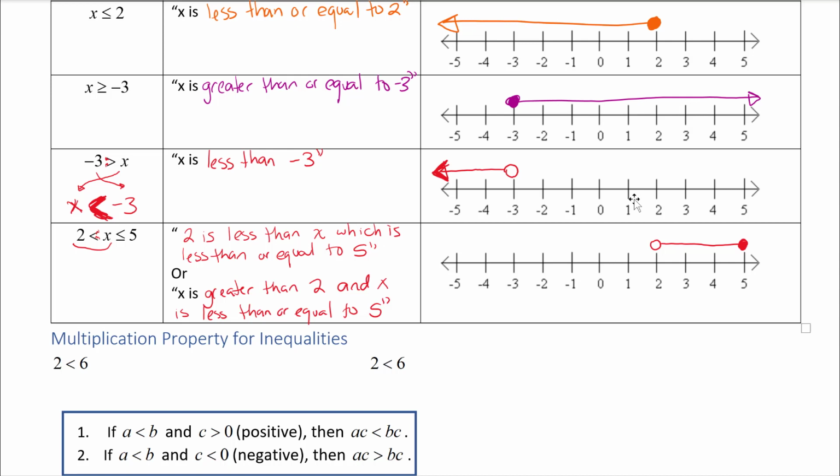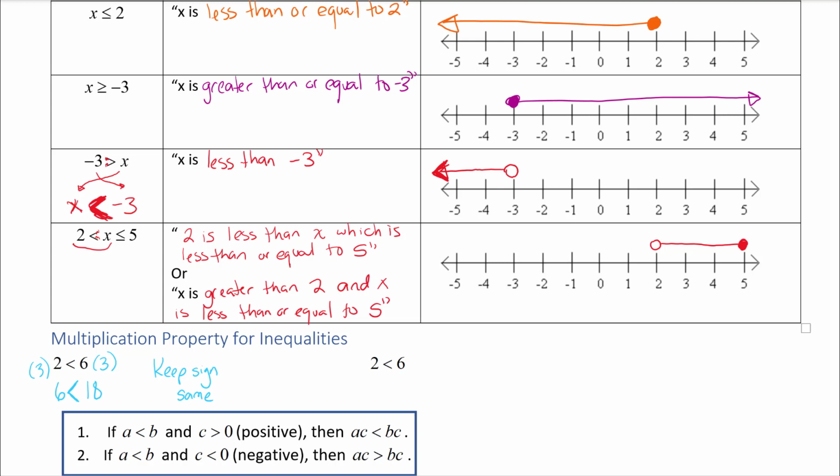Now we have some rules for multiplication of inequalities. Let's just say I was to take this inequality, 2 is less than 6, which we know is true. 2 truly is less than 6. If I multiply it by some number on the left and some number on the right, for example 3, 2 times 3 is 6 on the right side, 6 times 3 is 18. What happens to the inequality? Is 6 less than 18? Yeah, it is. In this case, we multiplied by a positive number and we kept the sign the same.